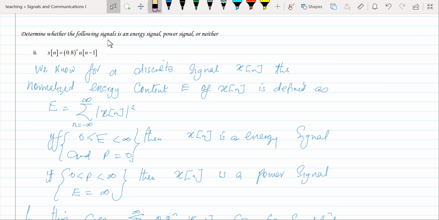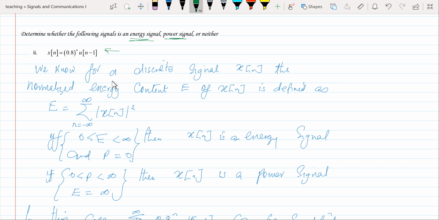Now, to determine whether the following signal is an energy signal, power signal, or neither. Our signal is expressed as such. So what we know about the signal is as follows.